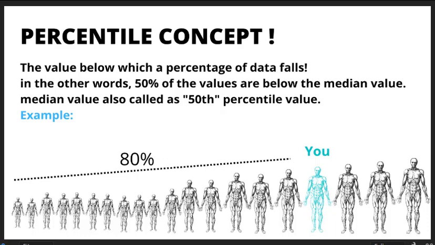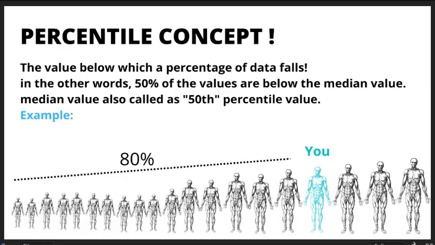As an example, let's say you are the fourth tallest person in a group of 20. So there are 20 individuals. If you are the fourth person, it means that 80% of the people are shorter than you. Why 80% of the people? 4 by 20 equals 20%. So 20% of the people are above and they are before number 4. So 80% of the people are shorter than you.